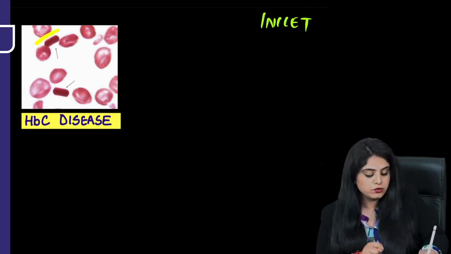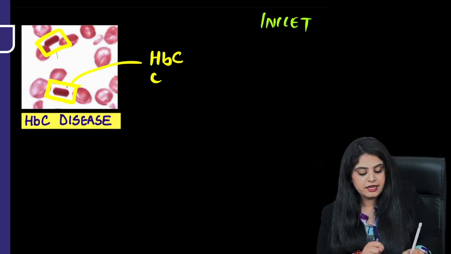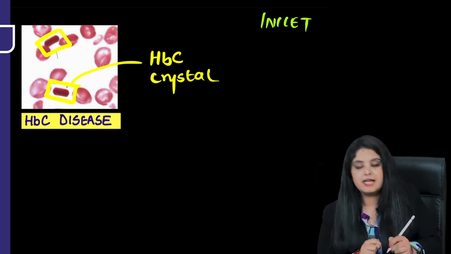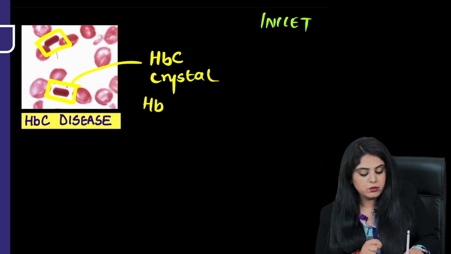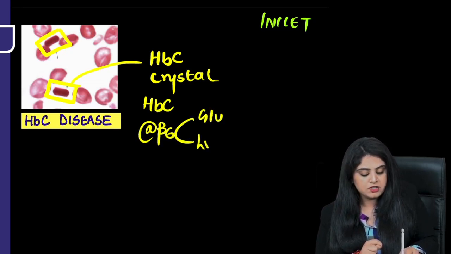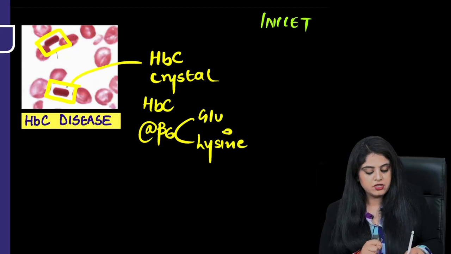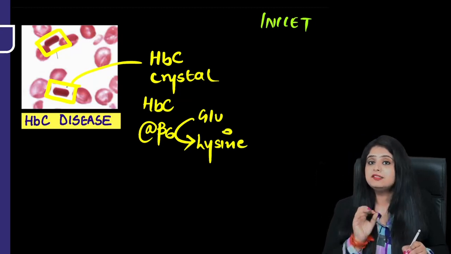Hemoglobin C disease shows you these kinds of crystals. These are known as hemoglobin C crystals. Again, something which is important only for the INI CET exam, because hemoglobin C is a disorder in which, at the beta 6 position, glutamate changes to lysine. That is hemoglobin C disease.